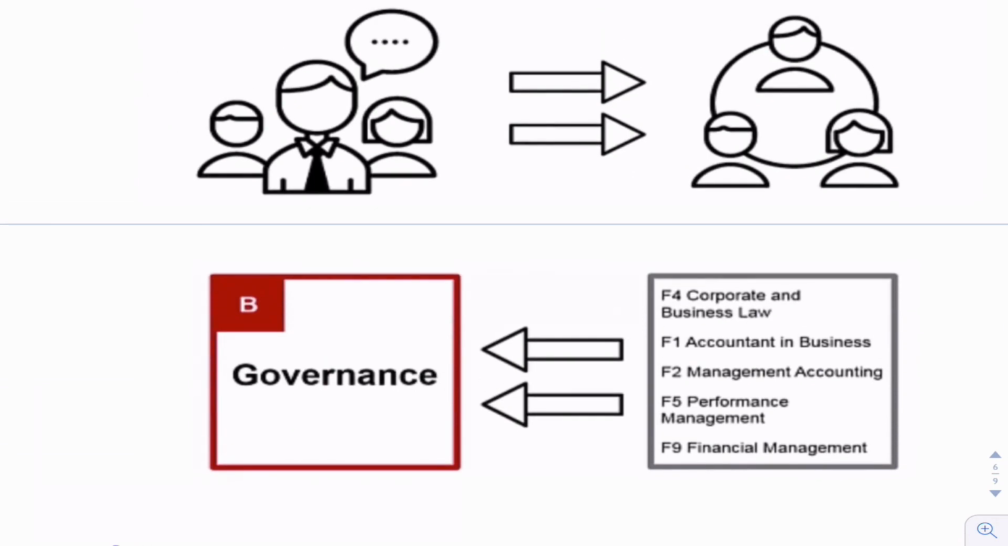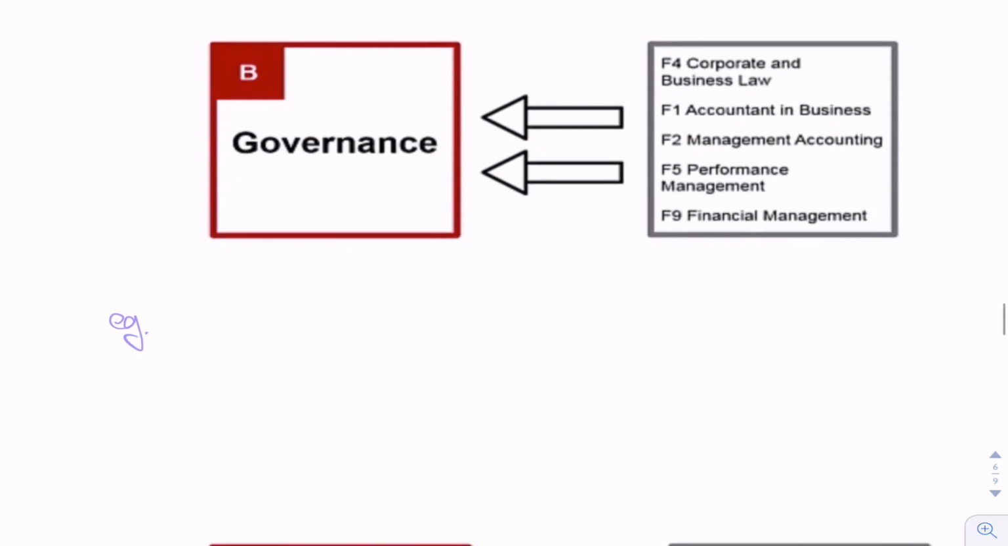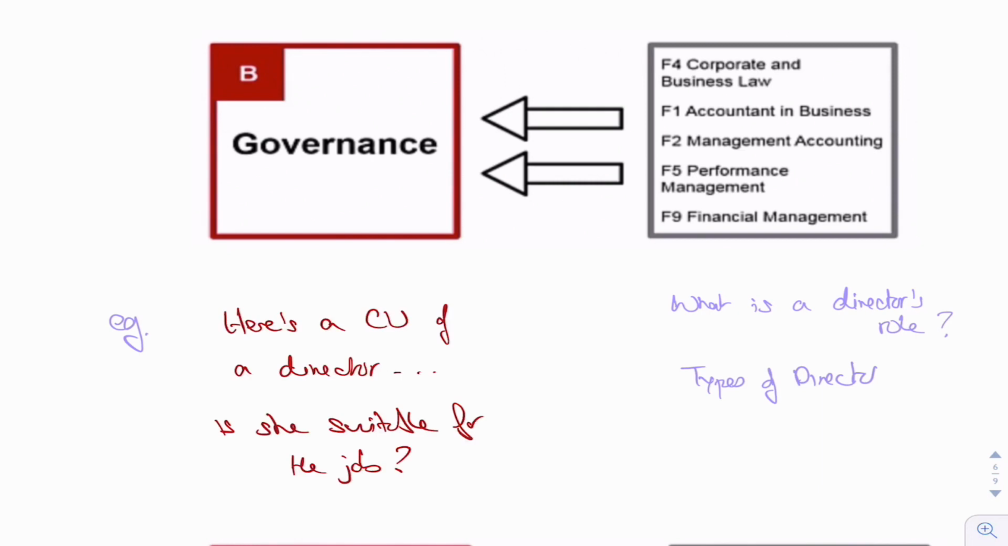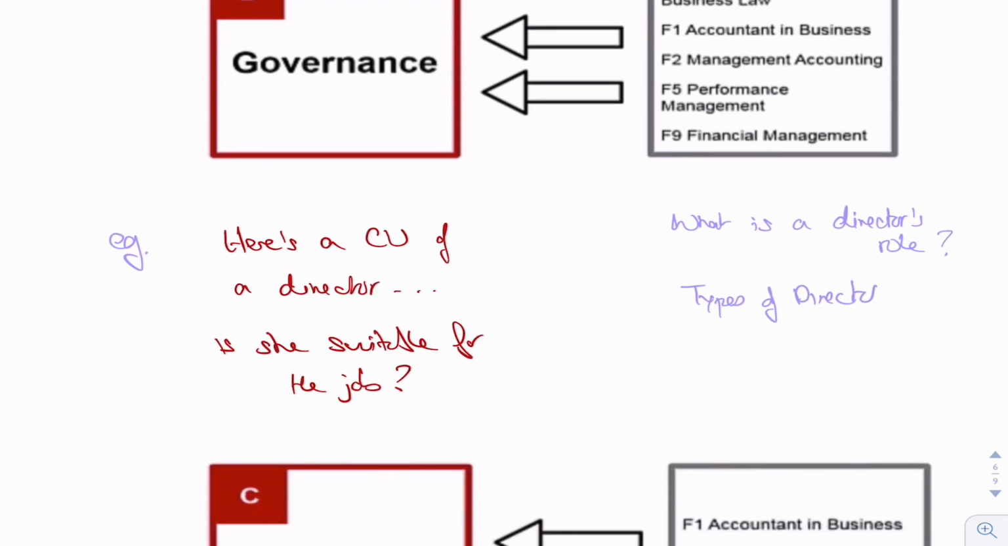Over onto section B then, governance. That comes from lots of different places, from F1, F4, also some in F5 and F9, so there's plenty going on, but again, it's not the detailed knowledge. The detailed knowledge might be in the F papers: tell me what a director's role is, tell me what the different sorts of directors are. In SBL, it's more, here's a CV of a director, is he or she suitable for the job? So it's much more higher level skills.